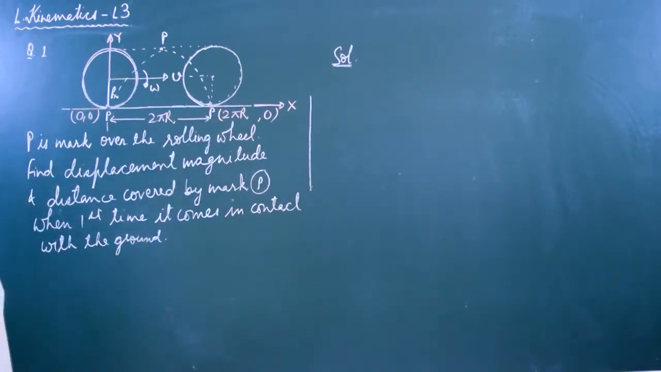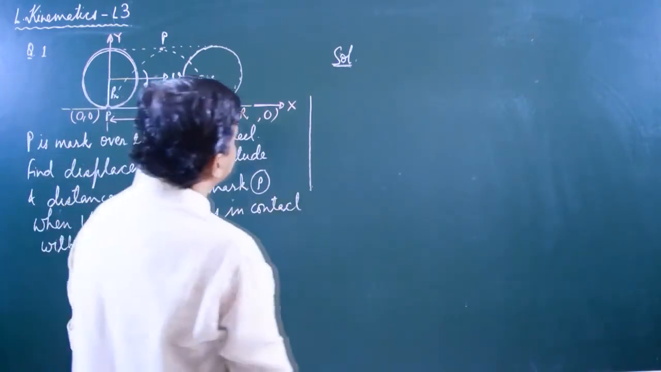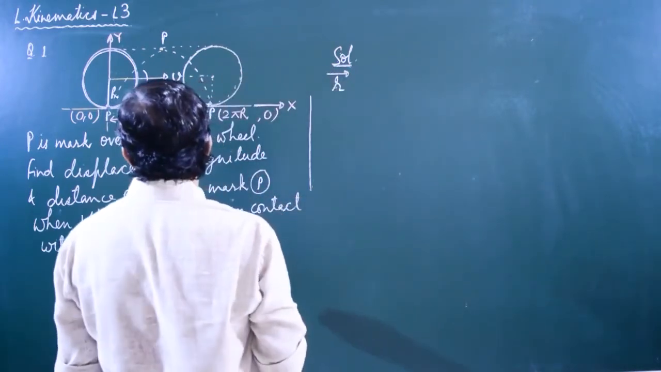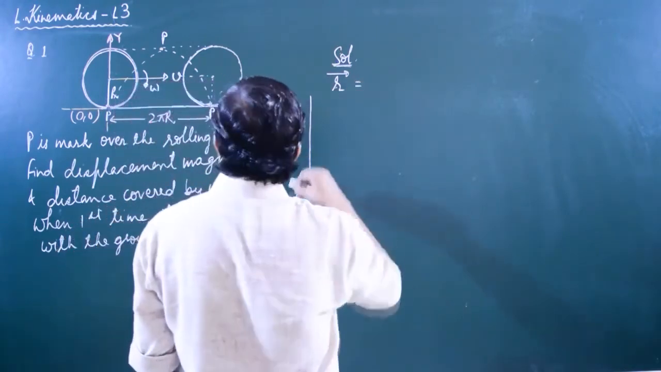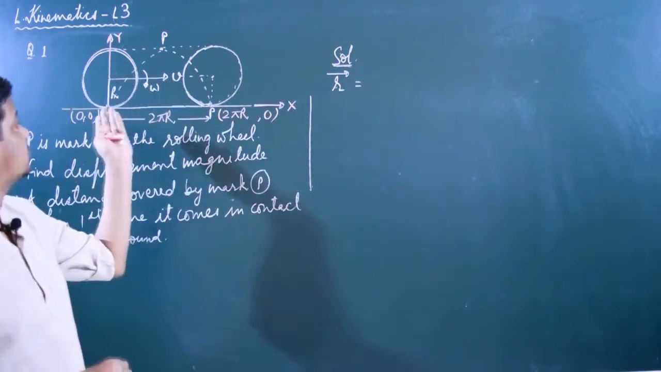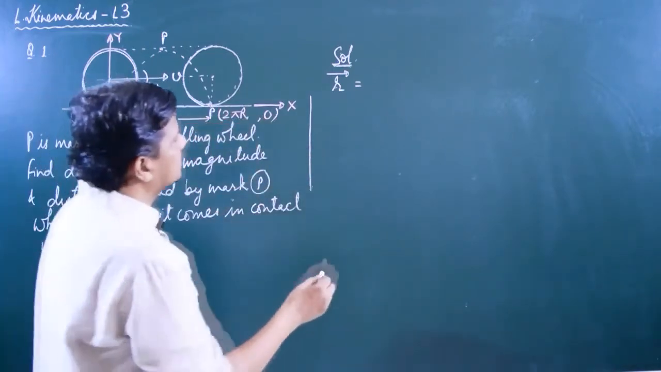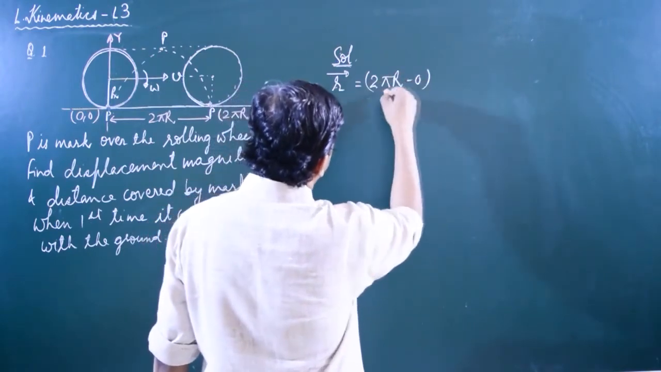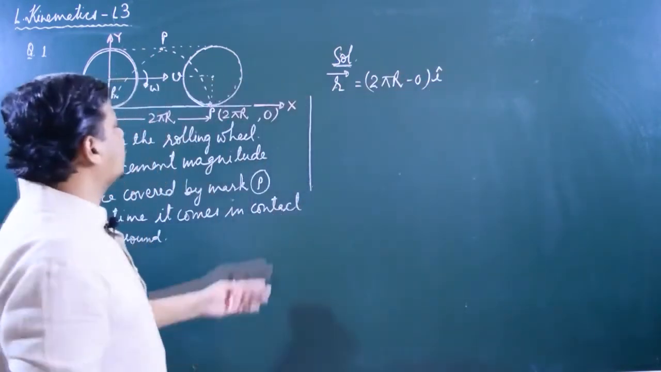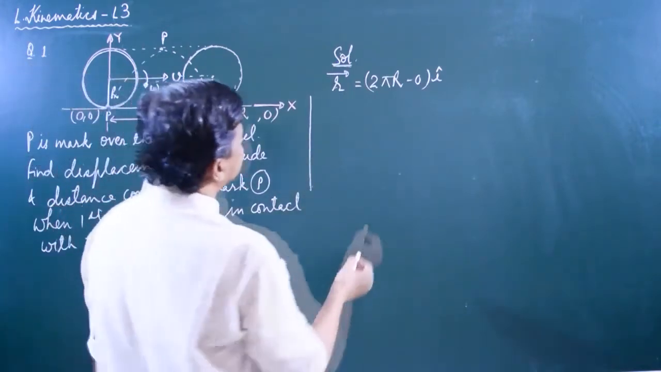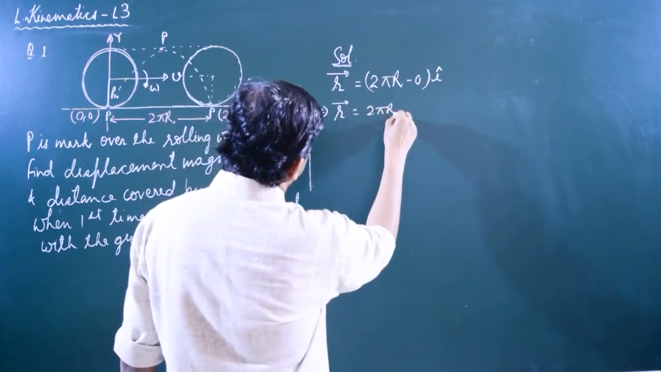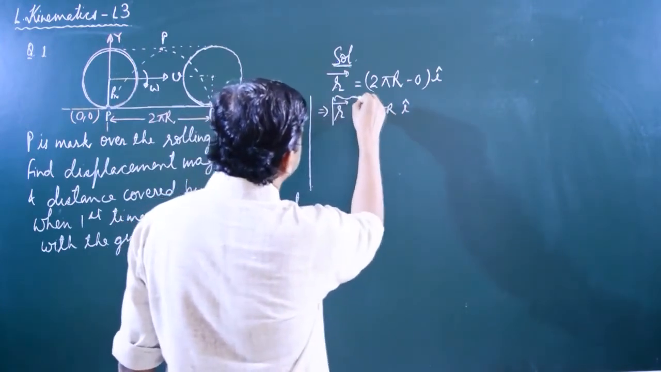Now we have known initial and final coordinate. So what will be the displacement here when initial and final coordinates are known? So displacement is (x2 minus x1) I cap. It is x1 y1 and it is x2 y2. So that is (2 pi r minus 0) I cap, and along y coordinate 0 minus 0. There is no reading. The result we get, r is equal to 2 pi r I cap.